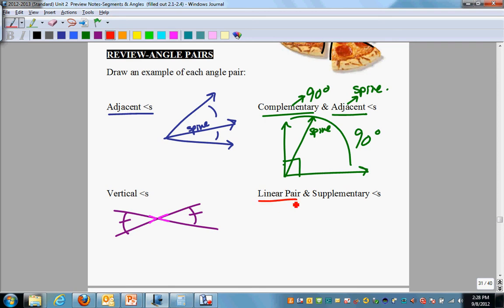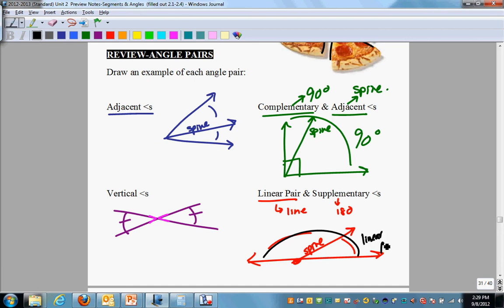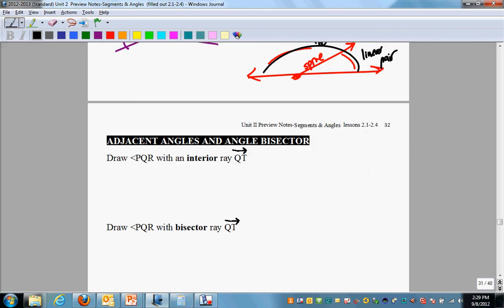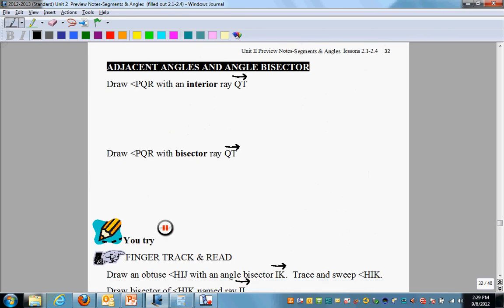Last one, linear pair means it makes a line. Supplementary, 180. So linear pair is share a spine, make a line. So here's your spine, and we make a line. We would say this angle and this angle are a linear pair, and they add up to 180. That's a recap of our previous lesson. Today we're going to focus exclusively on congruent angles and what makes congruent angles.